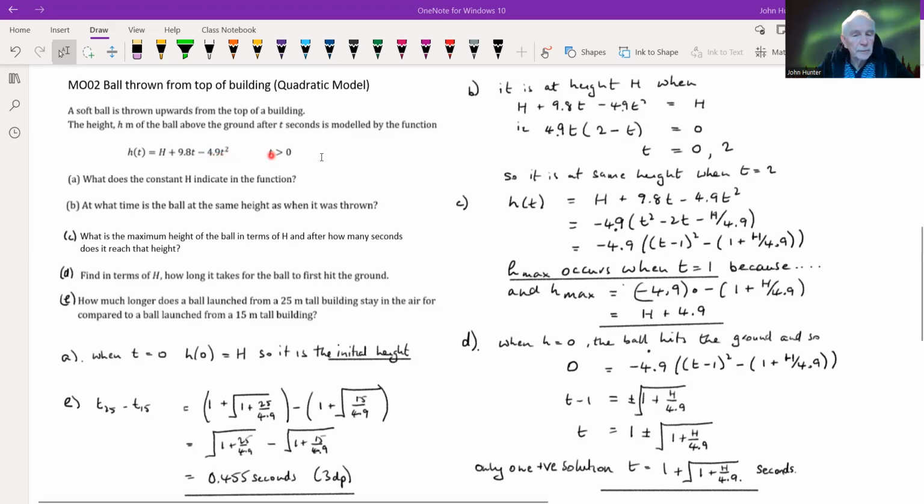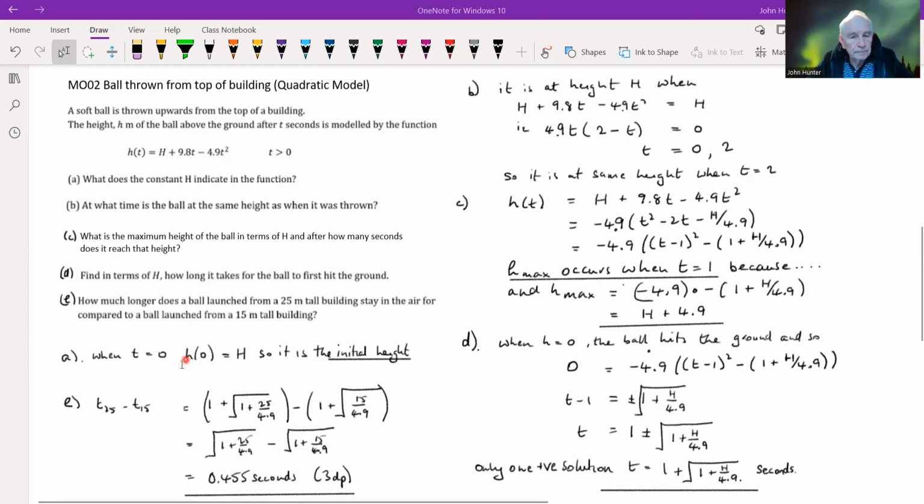If you've covered it in kinematics, you might think this looks a little bit like one of the Suvat equations. Okay, we'll not worry about that at the moment. I mean, it's essentially what it is. First of all, what does the constant h indicate in the function?